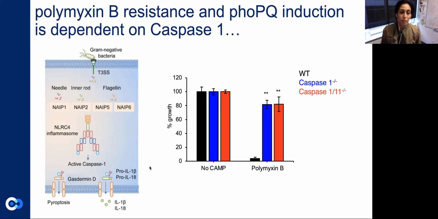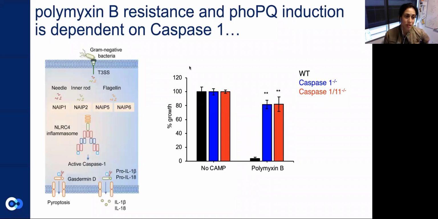And so the first question that we asked was, is the effect that we're seeing dependent on Caspase 1 or Caspase 11? Because remember, all the data I showed you so far was in the 111 double knockouts, which lack both genes. And so now we're using a Caspase 1 single knockout. And basically what we find is that the Caspase 1 single knockout behaves identically to the 111 double knockout, which kind of indicates that the absence of Caspase 1 is sufficient to impart this resistance to antimicrobial peptides to Salmonella.